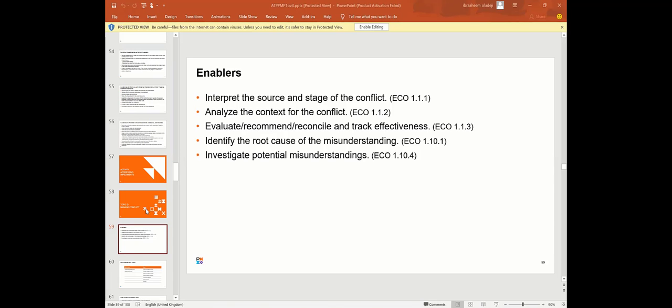Then identify root cause. As we said earlier, I think they are not arranged in order. Identifying the root cause of the misunderstanding has to be done, and it should probably be the first thing on the list. Just my thought, because you have to know the root cause of what you're dealing with before you start dealing with it. Then investigate potential misunderstandings.